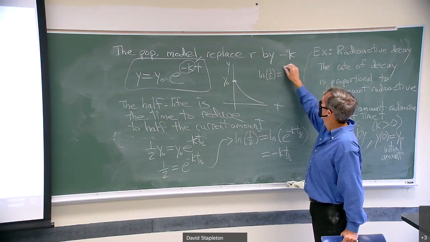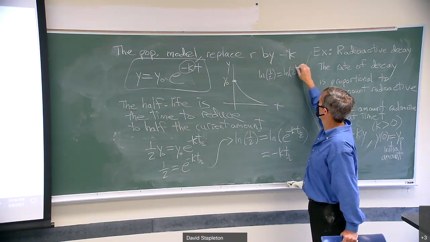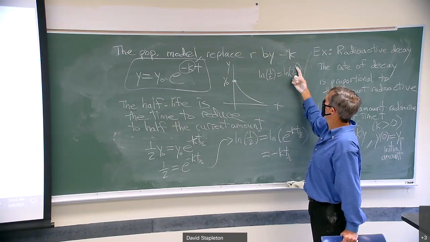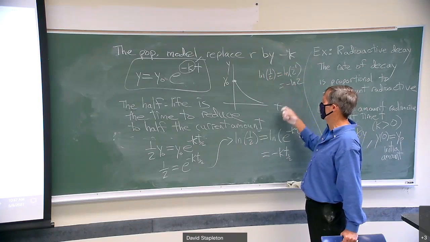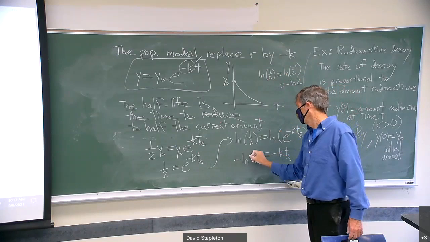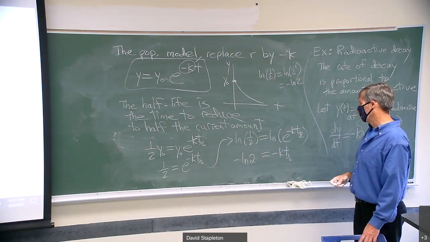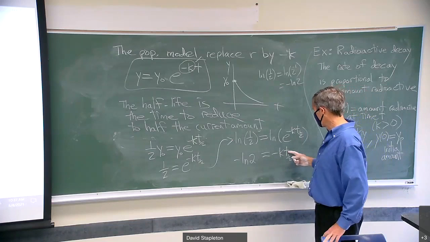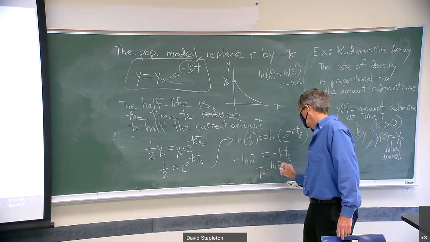What's another way of writing ln of 1/2? You see this done so much it'd be familiar. ln of 2 to the minus 1, right? And the power rule, ln of X to the P is P ln of X, so this is minus the natural log of 2. So people, instead of writing ln of 1/2, often write minus ln of 2 on the left. Property of logarithms. And then you just divide by minus K, and that comes out right. T is equal to natural log of 2 over K.